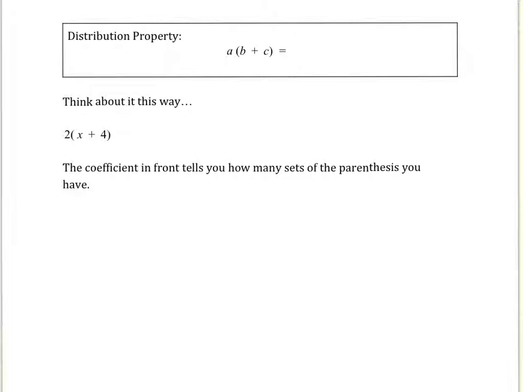So remember the distribution property. What does it mean? You might have seen it this way with some arrows. If we have an equation A parentheses B plus C, with the distributive property, what we really do is multiply A times B, which would give us AB, plus, and then we'd multiply A times C, which would give us AC. So this is just the standard equation that we use when we're talking about the distributive property.